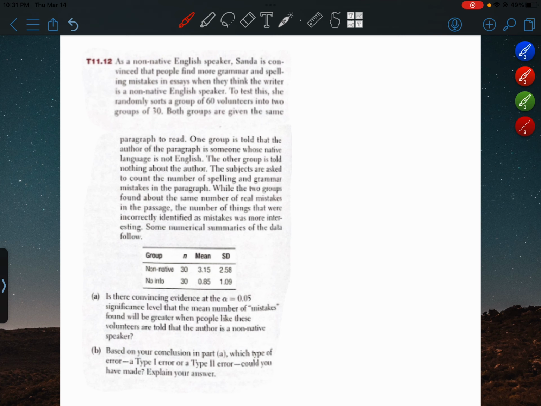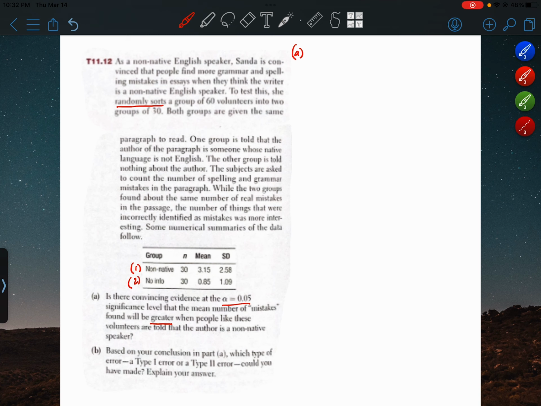Right, so a couple things I want to highlight here. We had random sorting, which is equivalent to random assignment. 30 in each group. The group that was told the author was a non-native speaker is going to be group number 1, and the other group will be group number 2. Part A. Is there convincing evidence at the 5% significance level that the mean number of mistakes found will be greater when people like these volunteers are told that the author is a non-native speaker?